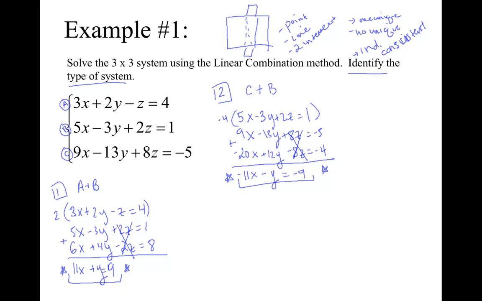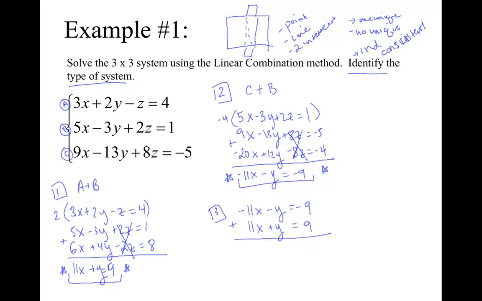So now I've got 2 equations with just x and y, right? I've eliminated z. So I'm going to take those in step 3. I'm going to pull those 2. Negative 11x minus y equals negative 9. And 11x plus y equals 9.